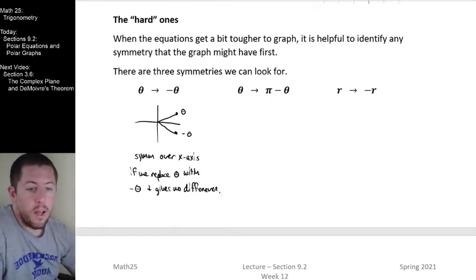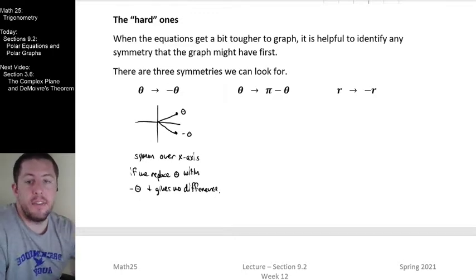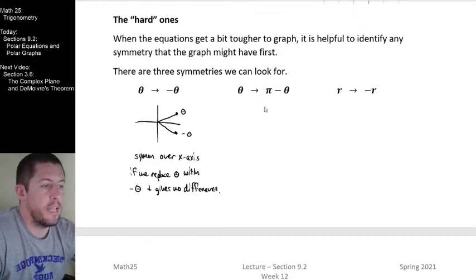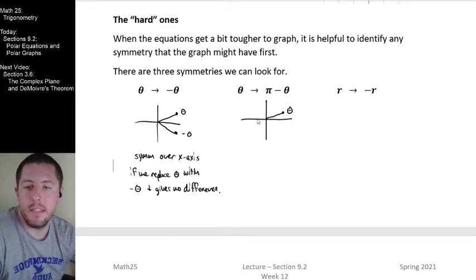What else? Well, another way: this one gave a symmetry over the x-axis, right? A mirror image over the x-axis. If we instead replace theta with pi minus theta, then what kind of symmetry is this going to give us? Well, again, I can start with just some generic angle right there. There's theta. If I instead wanted to graph pi minus theta, what would that look like?